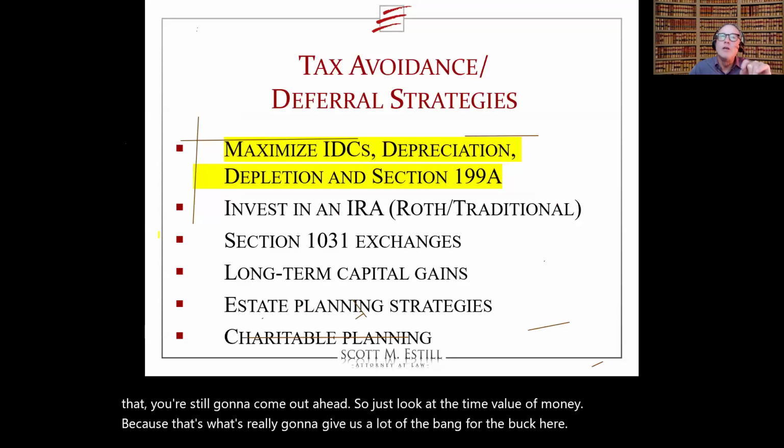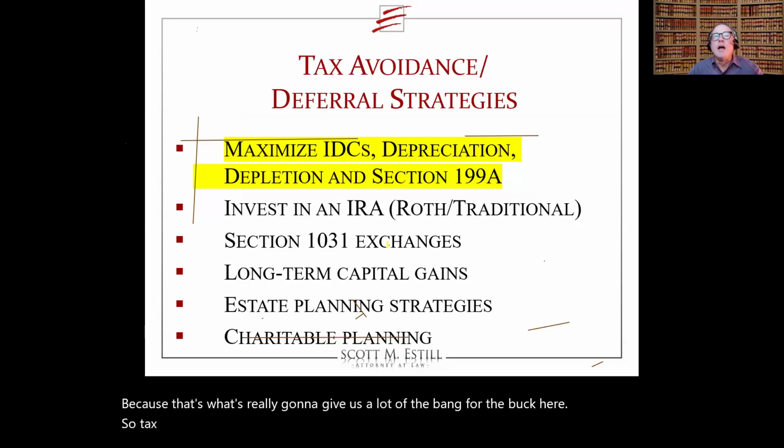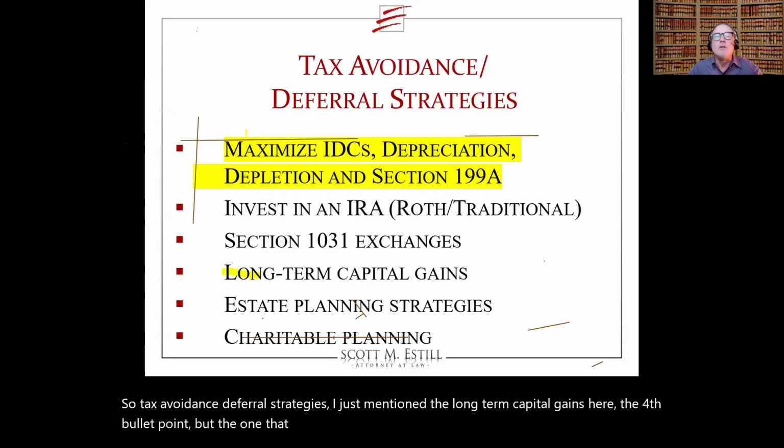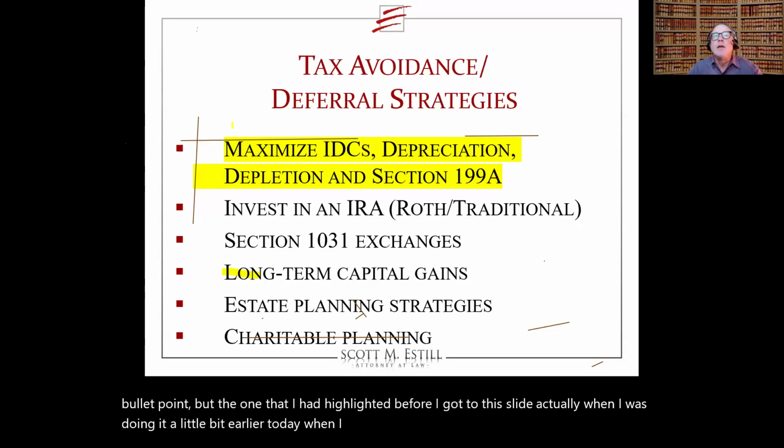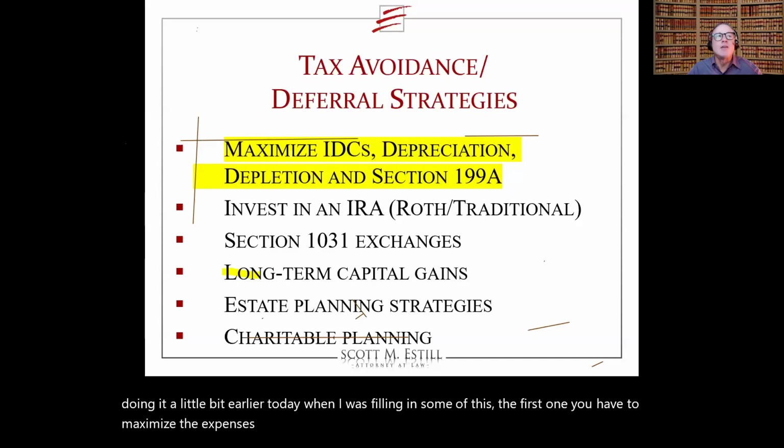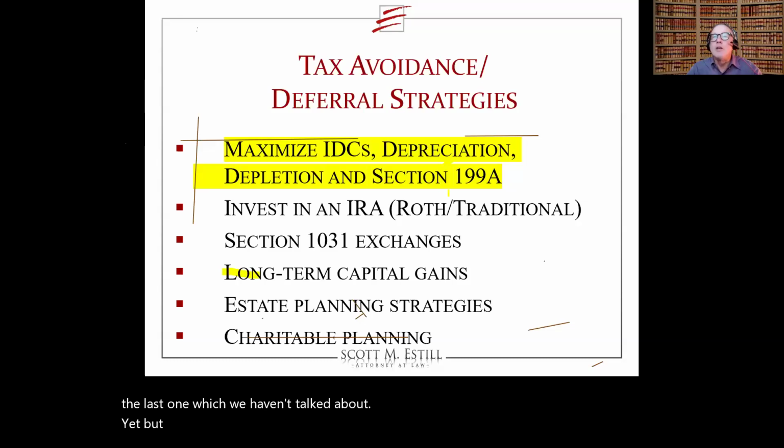So tax avoidance, deferral strategies. I just mentioned the long-term capital gains here, the fourth bullet point. But the one that I had highlighted before I got to this slide, actually when I was doing it a little bit earlier today when I was filling in some of this, the first one, you have to maximize the expenses, the depreciation, the depletion, the intangible drilling costs. And then the last one, which we haven't talked about yet, but I will soon here, is the Section 199A.